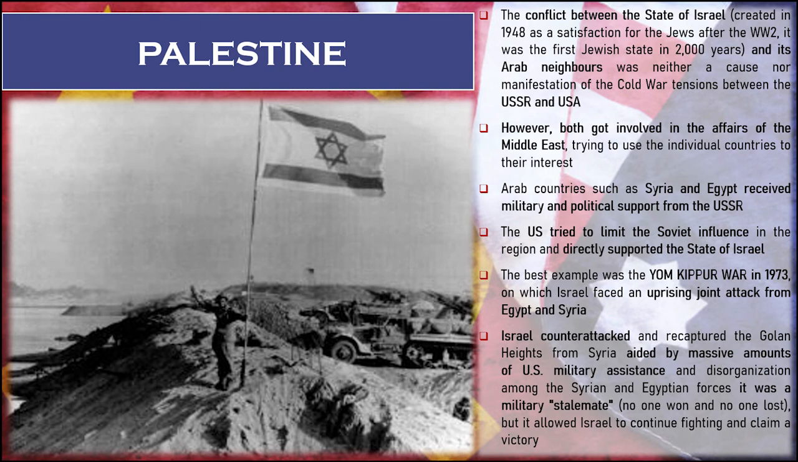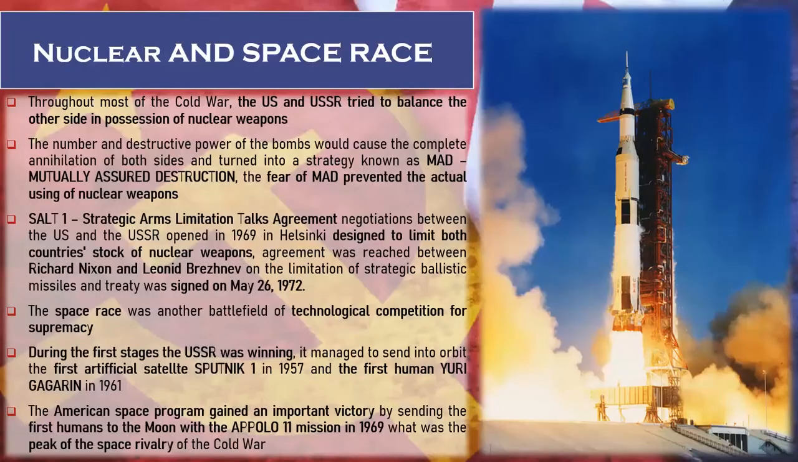Okay, now we'll move to another topic, and it's the nuclear and space race. Because during the Cold War, there was not fighting just on the military level, but also on the scientific level. First, I will tell you something about the nuclear race. Throughout most of the Cold War, the Americans and the Soviets tried to balance the other side in possession of nuclear weapons, so they still wanted to have the same or more as the other one.